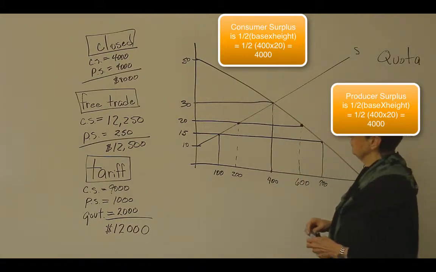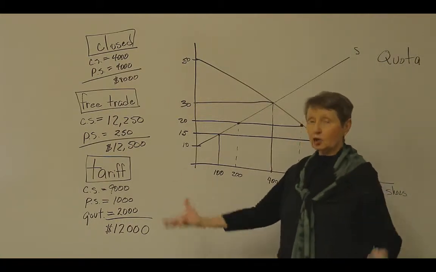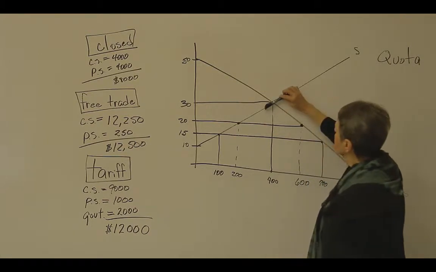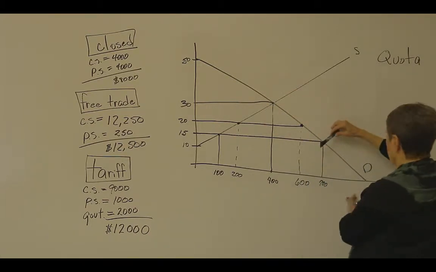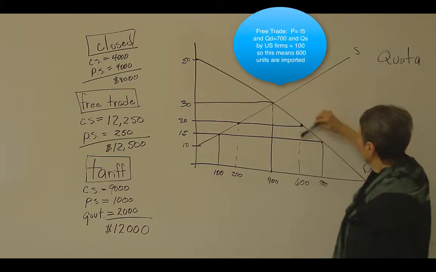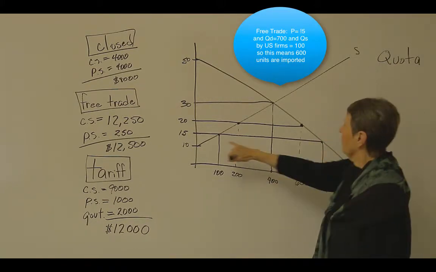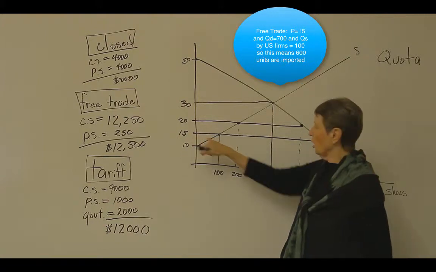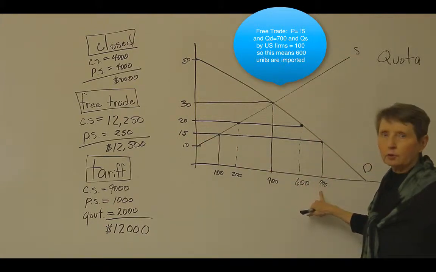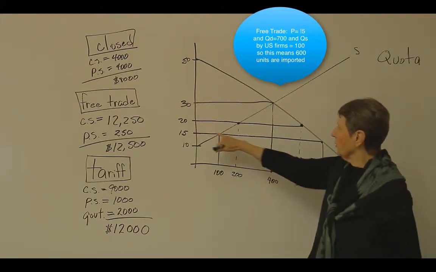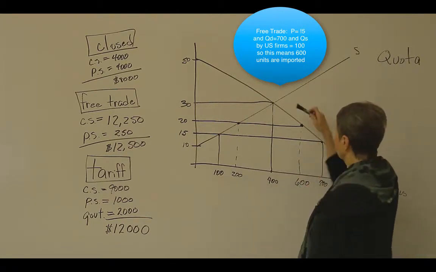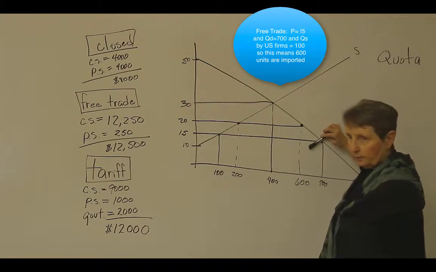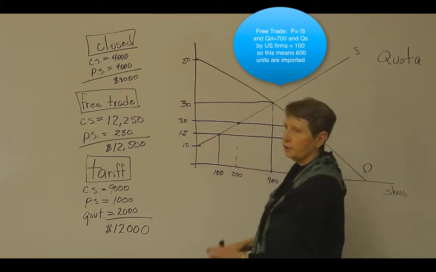Then the next thing I did was I said, well, what if we introduce free trade? If we introduce free trade, we increase the supply of shoes into this economy. And the free trade price turned out to be $15, and 700 was the quantity demanded at a price of $15. We would have 600 imports if in fact supply increased this much and the price were $15.